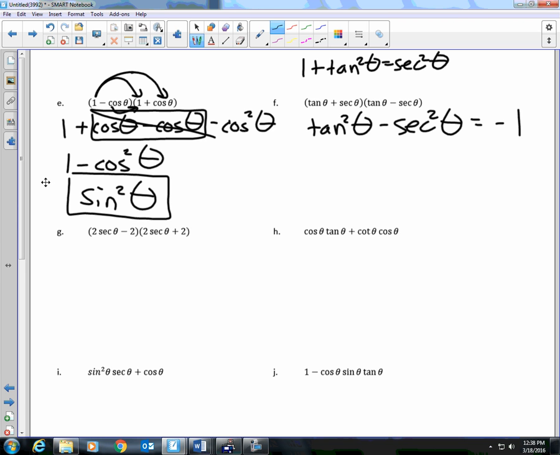I multiplied it all out. Tangent times tangent times negative secant. Just multiplied it all through.